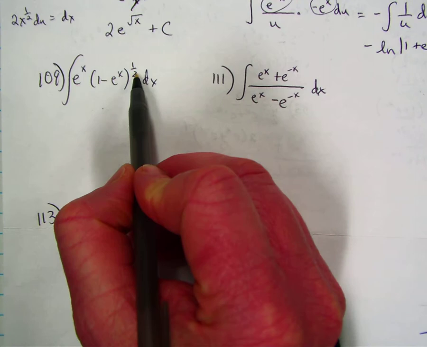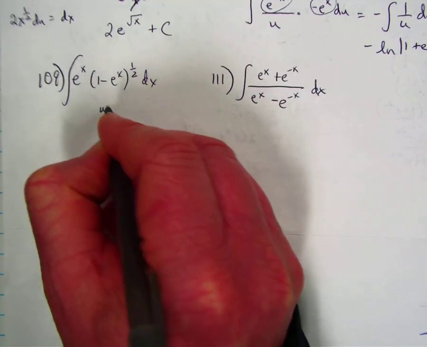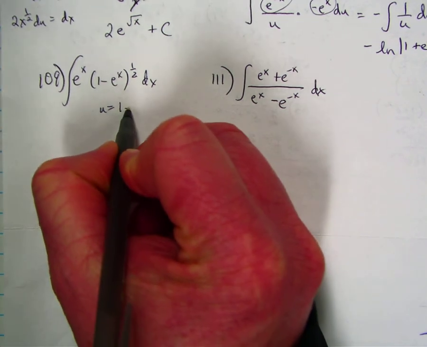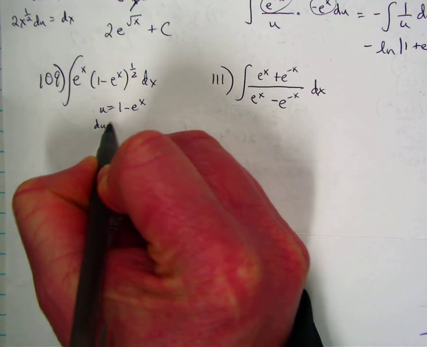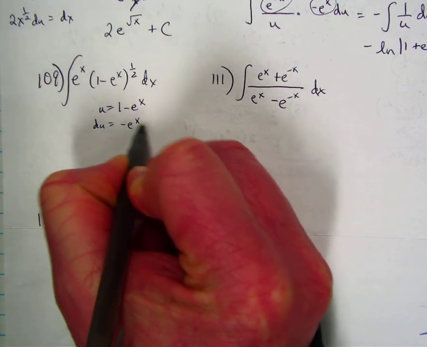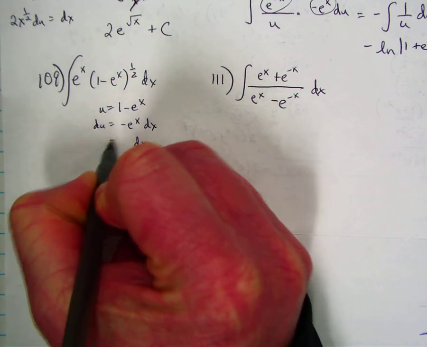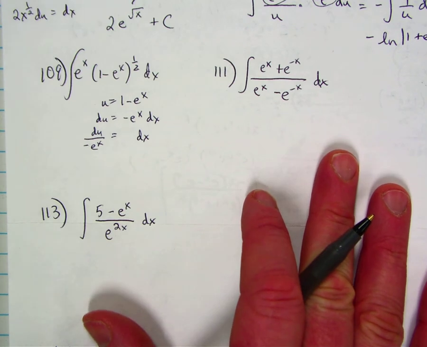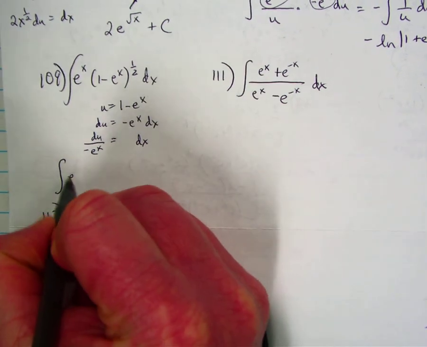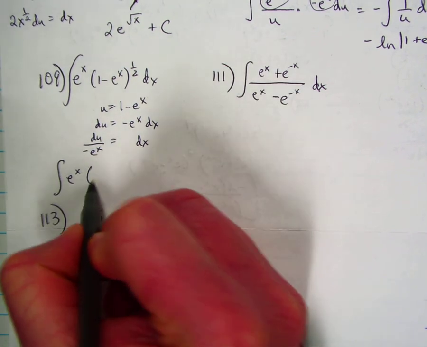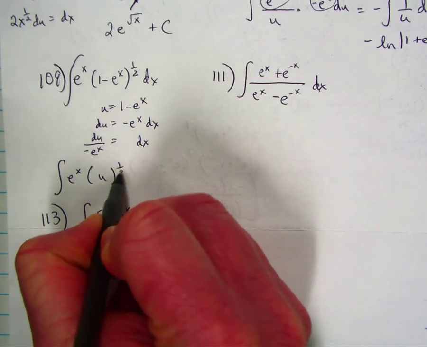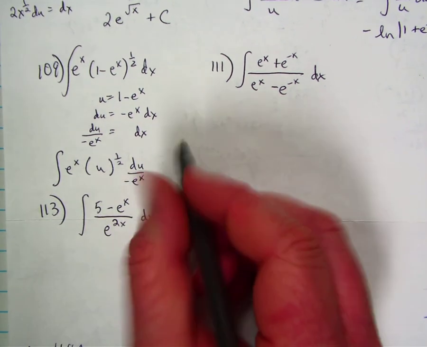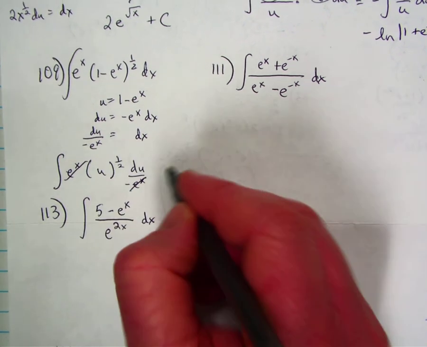Okay, number 109, this is a power. Good substitution rule is to let u equal whatever is being raised to a power, which means we have a chain rule that we are undoing. So u equals 1 minus e to the x, du equals negative e to the x dx. dx equals du over negative e to the x. Substitute: e to the x, u to the 1/2 du over negative e to the x. The e to the x's cancel out.